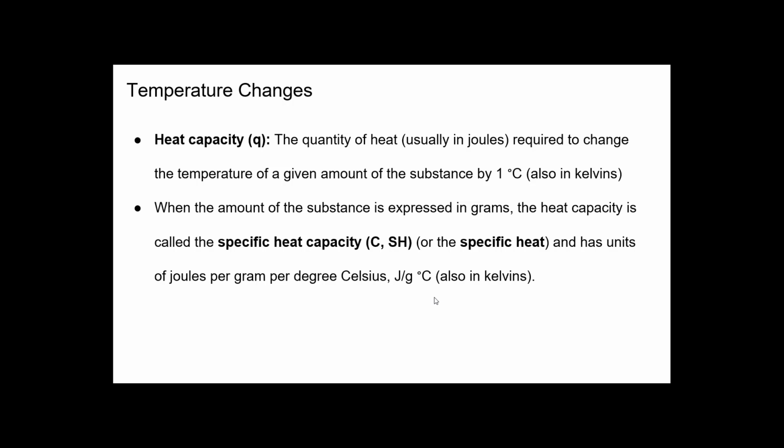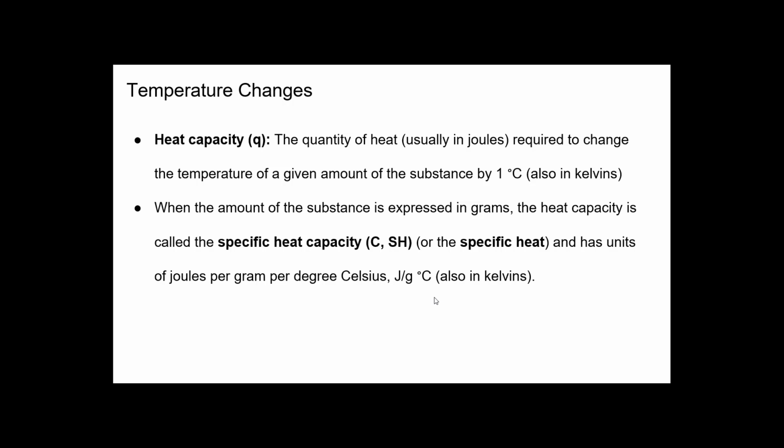It's called heat capacity. The quantity of heat, so the measurement of heat, usually in joules, required to change the temperature of a given amount of a substance by 1 degree Celsius or Kelvin. What that means is how much heat does it take to change the temperature of a certain mass by 1 degree Celsius.